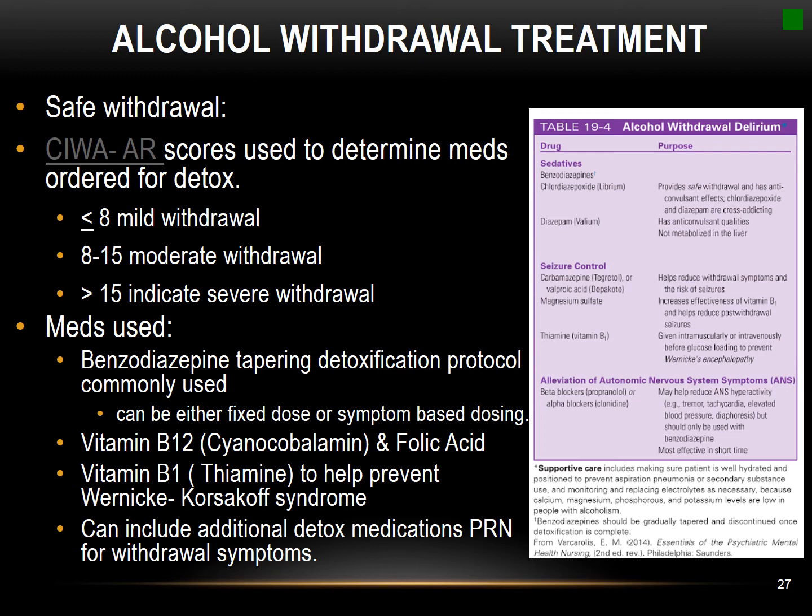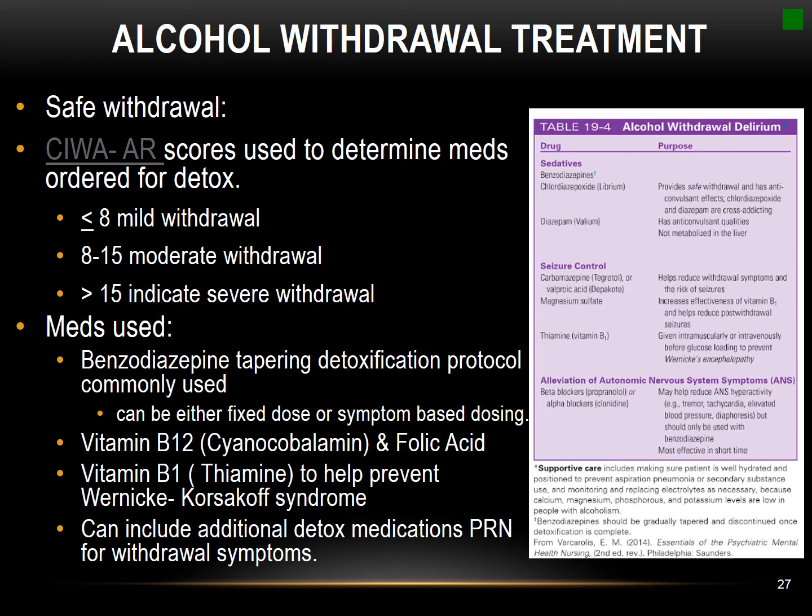So our goal for detox is that it's going to be as safe and comfortable as possible, because our hope is once folks are withdrawn from the alcohol, their motivation for abstinence and recovery is enhanced. So for safe withdrawal, we're going to use this tool. Right here's the link to click on it.